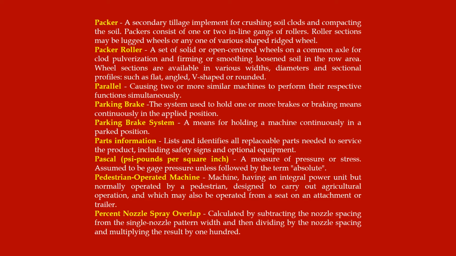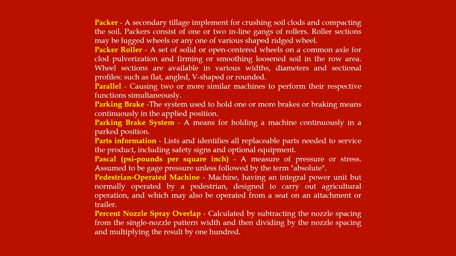Packer roller: a set of solid or open-centered wheels on a common axle for clod pulverization and firming or smoothing loosened soil in the row area. Wheel sections are available in various widths, diameters and sectional profiles, such as flat, angled, V-shaped or rounded, parallel, causing two or more similar machines to perform their respective functions simultaneously.